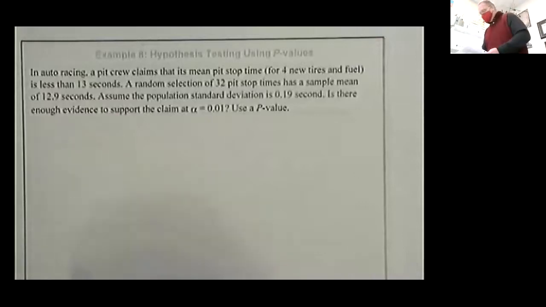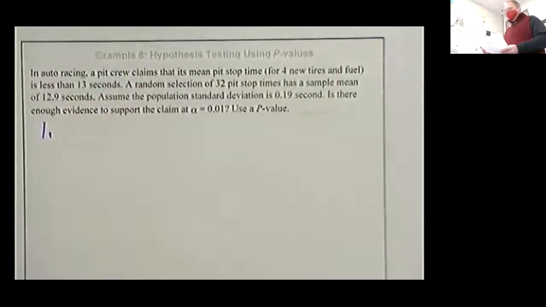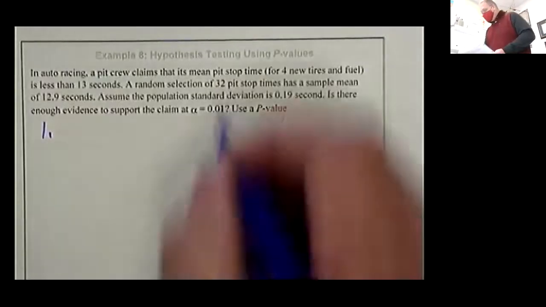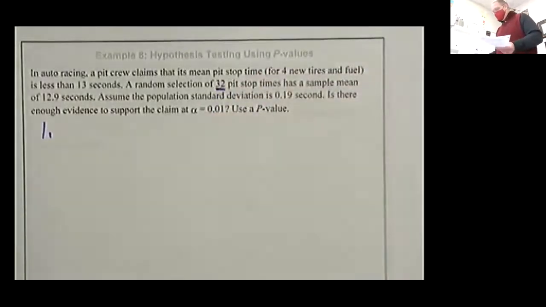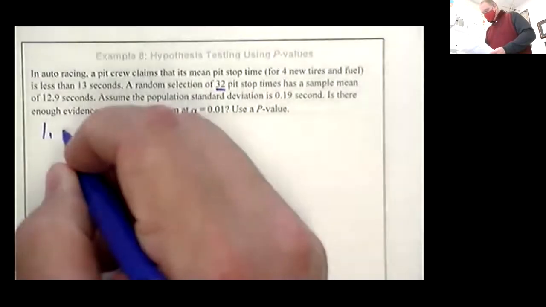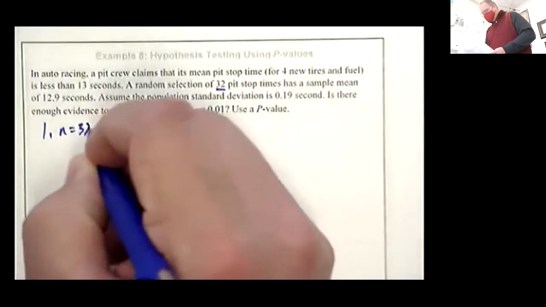And so here we go. So first we want to look at central limit theorem. Does the central limit theorem apply? Well, we have 32, so that's bigger than 30. So that works. So n equals 32, so we check that.